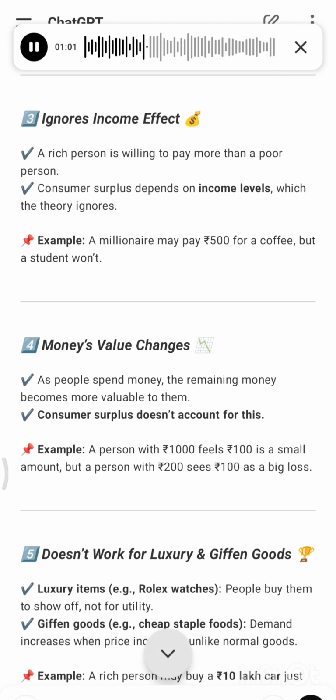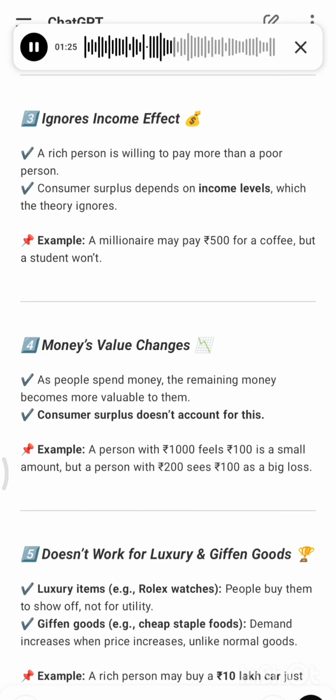4. Money's value changes. As people spend money, the remaining money becomes more valuable to them. Consumer surplus doesn't account for this. Example, a person with 1,000 feels 100 is a small amount, but a person with 200 sees 100 as a big loss. 5. Doesn't work for luxury and Giffen goods.